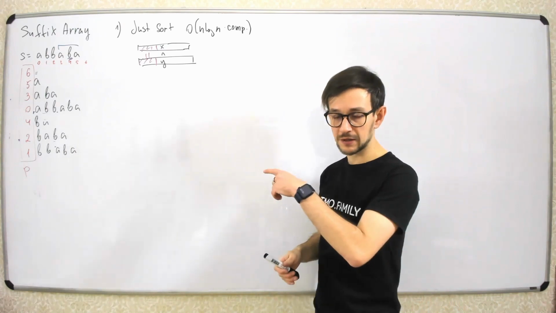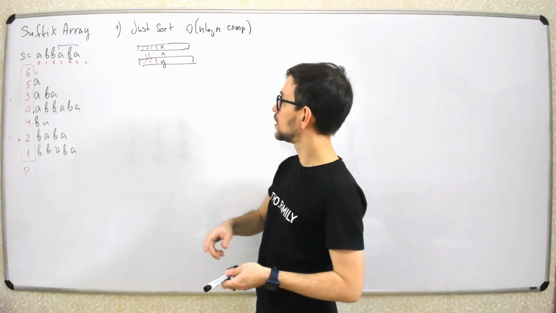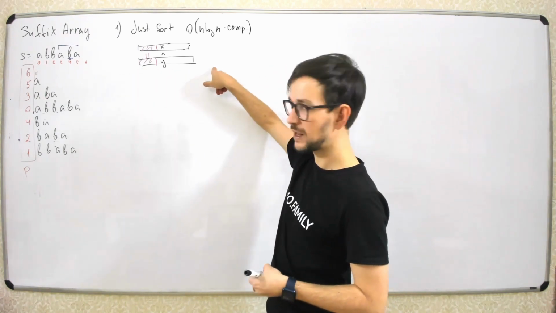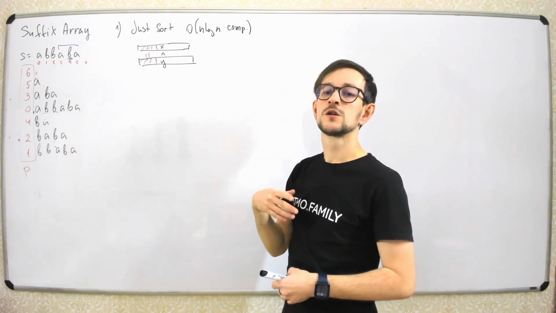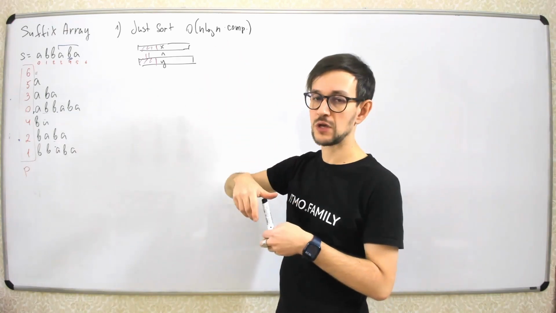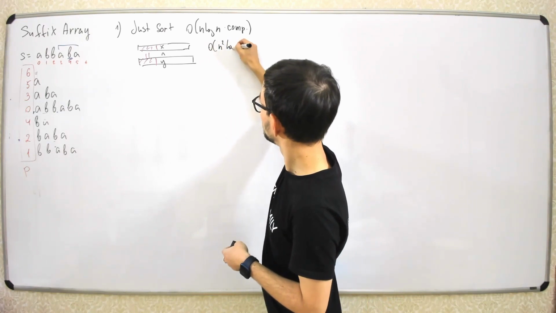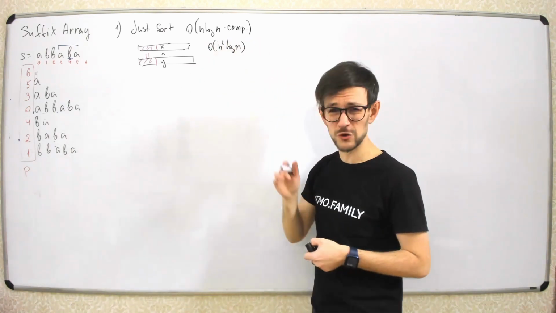If you just implement it like this, in the worst case, in each comparator you may go up to the end of the string each time. So the complexity of this comparator may be linear. In the worst case you will have n square log n. That's obviously too much.